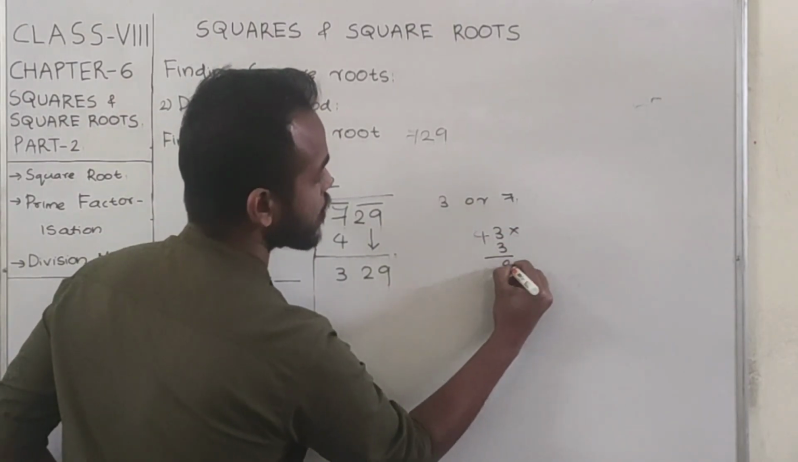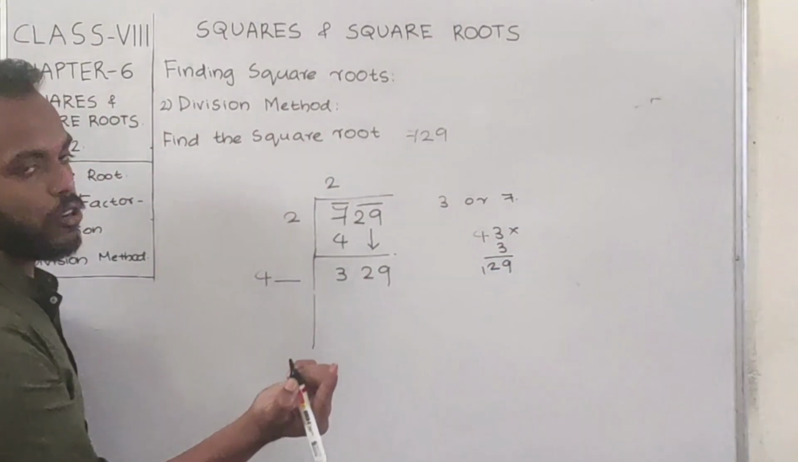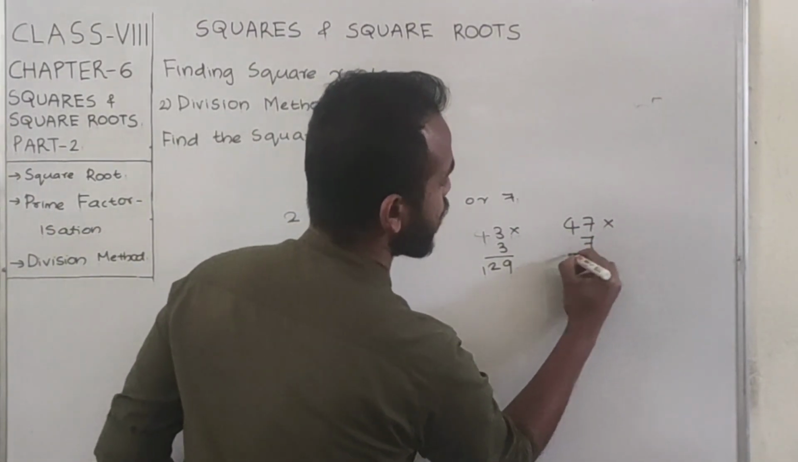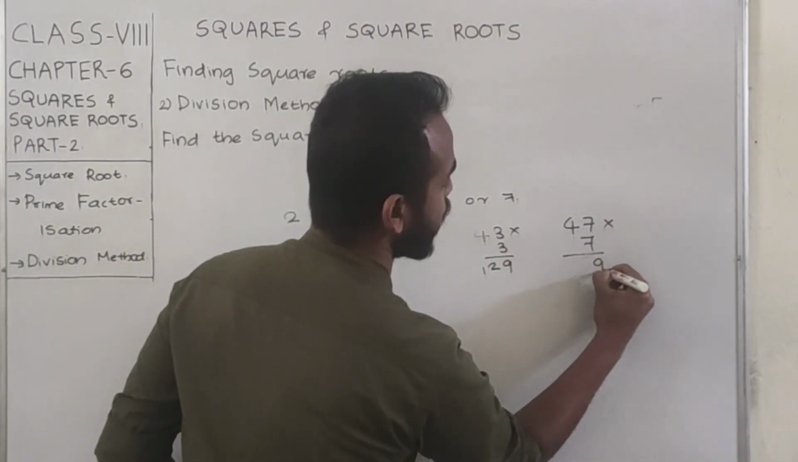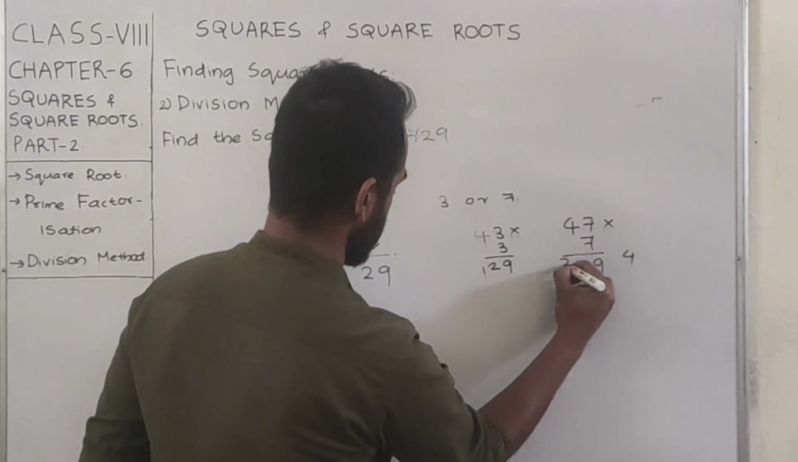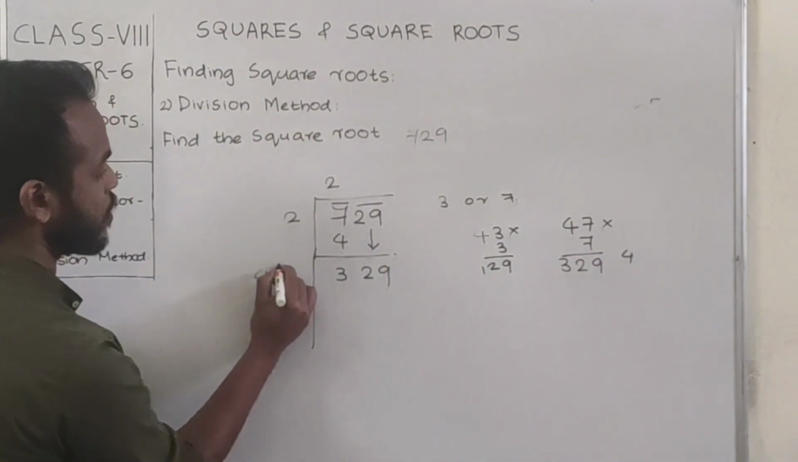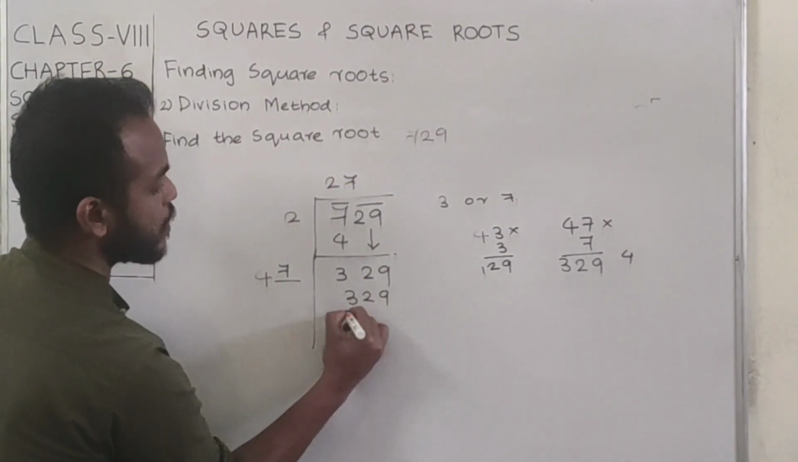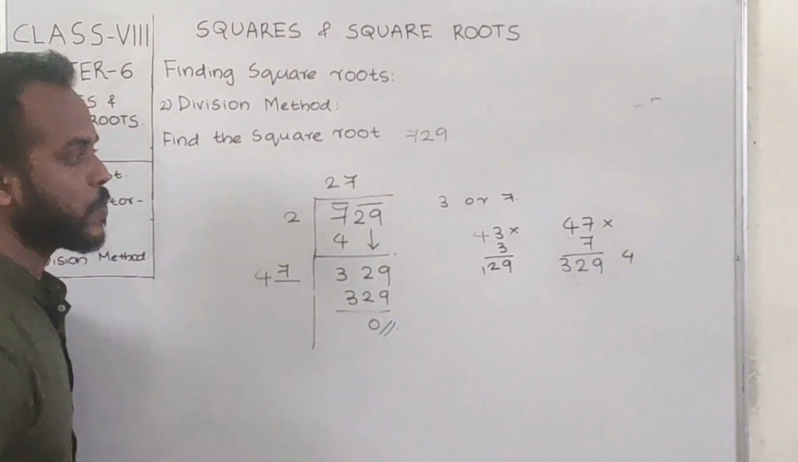43 into 3 will give us 129, which is nowhere near. Then we will go for 7. 47 into 7. 7 times 7 is 49, remainder 4. It is 329. So the desired number is 27, and we will get the remainder as 0.